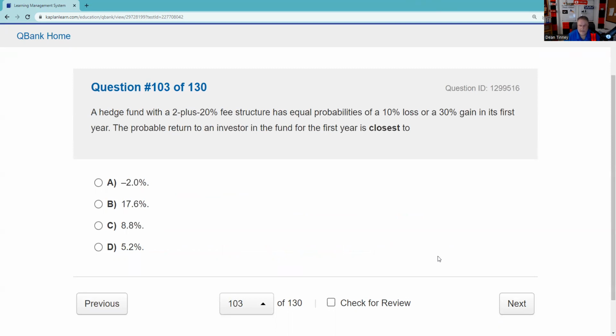2 plus 20 has equal probabilities of a 10% loss or a 30% gain. The probable return, as I told you, in the interest of getting this done in a timely fashion, I'm just going to guess B and assign it to the universe. I'm not going to do the math. I don't think you're going to have to do the math.